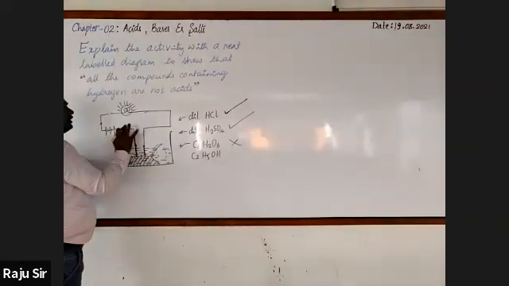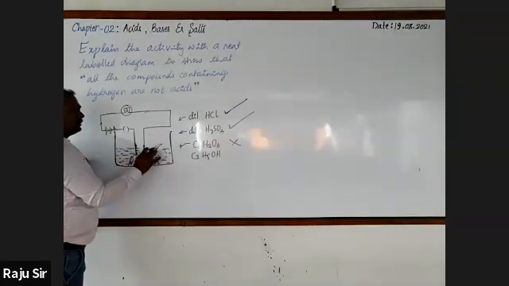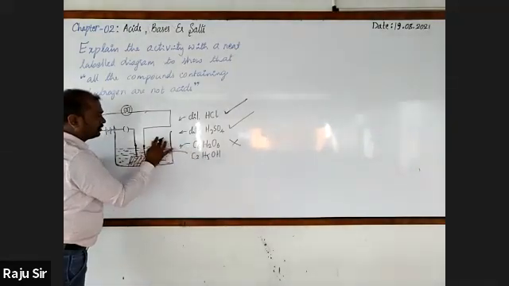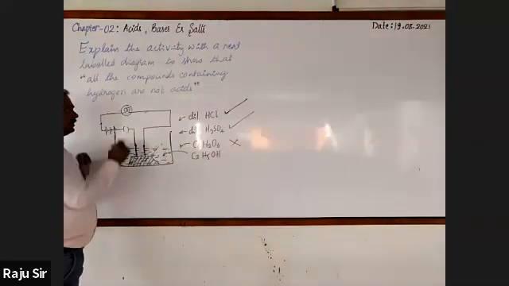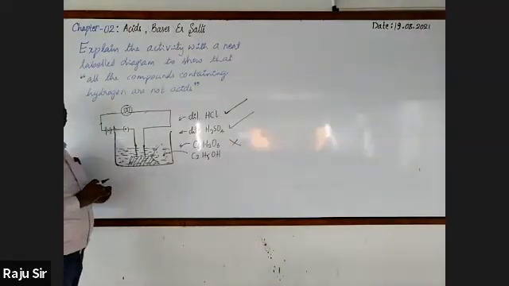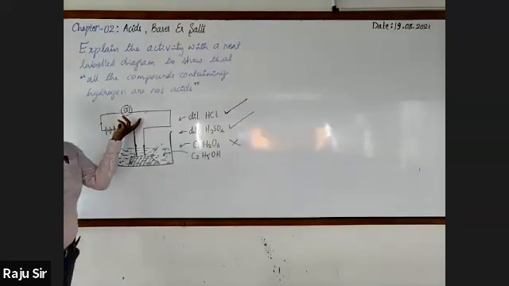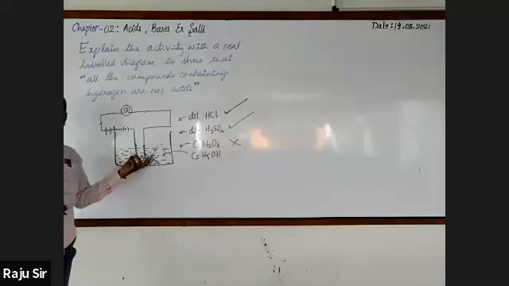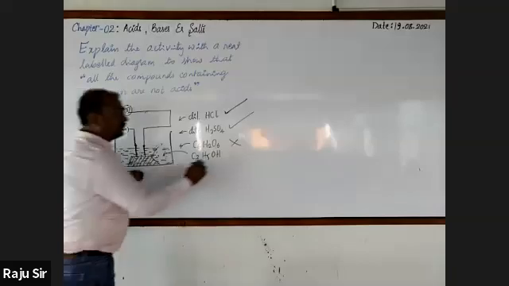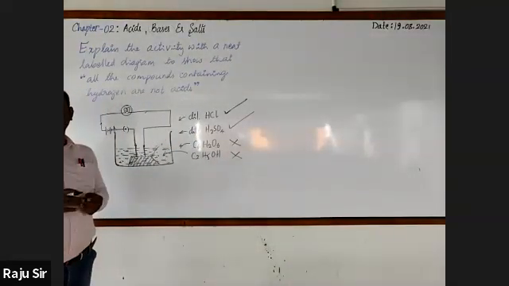Similarly, break the circuit by switching off. Then go for adding alcohol. Then switch on. What will be your observation? The bulb will not glow. It does not glow, which means that it is not an electrolyte. It is not allowing electric current to pass through it. Hence, you can say that C2H5OH is not an acid.